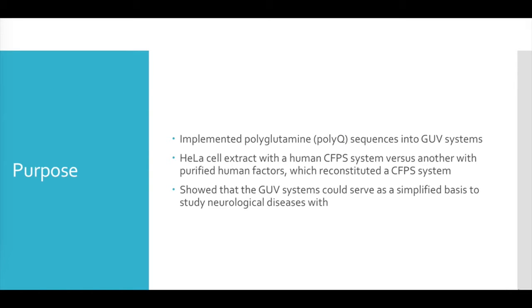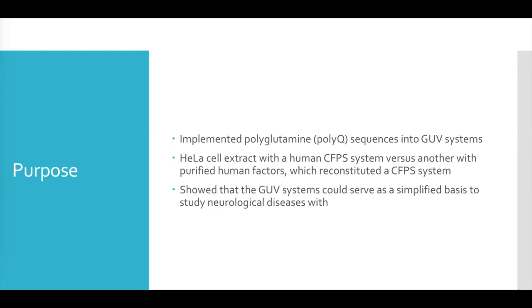The purpose of this journal article was essentially that they implemented polyglutamine, otherwise known as polyQ sequences, into GUV systems. So essentially, they just took previous in vivo research about these polyglutamine sequences, showing that they form aggregation and symptoms of Huntington's disease, and then they implemented them into an in vitro system like the GUV system, so it's not living.